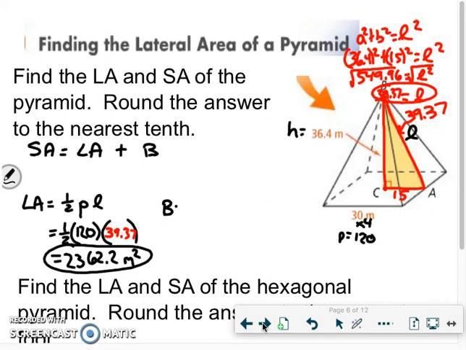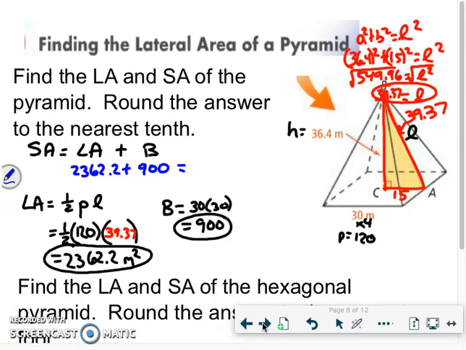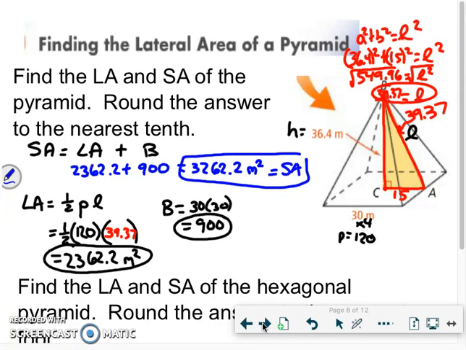The capital B is just 30 times 30 this time, base times height, so 900. Hold on to that number. We can add those two up to get our final answer. So our lateral area was 2,362.2. Our big B was 900, which means if I add those together, I get 3,262.2 square meters to the nearest tenth for my surface area for my final answer.